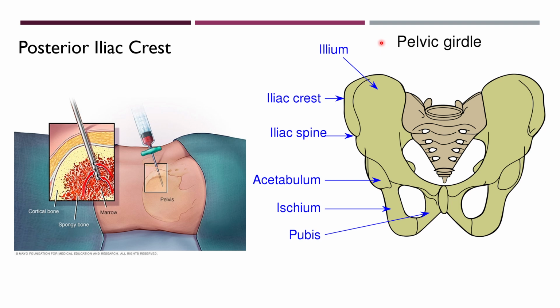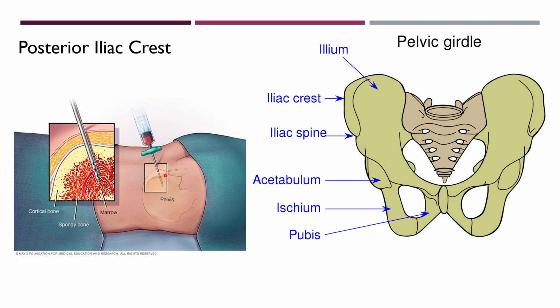Okay, it is produced. It is kind of a factory. So this is the ilium part. This is the iliac crest. This is the iliac spine, acetabulum, then ischium and pubis. Actually, the other parts are not so important for this session. You just need to understand from where the sample is being collected, right?